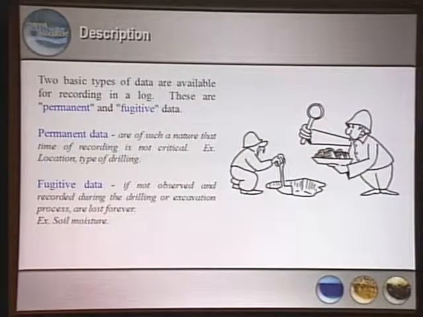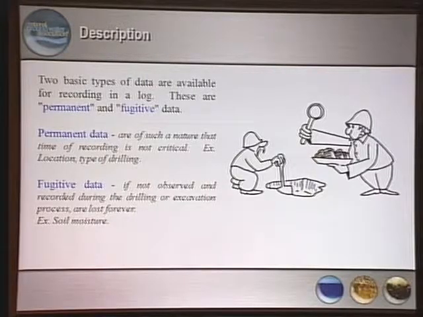So one of the things I want to talk about is sampling and sample classification. And I think we can do a better job in classifying things by doing a few simple things. One of the first things we got to talk about is there's two types of data we're going to collect in the field. There's going to be permanent data and there's fugitive data.